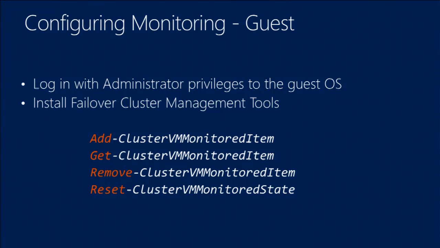That's reset cluster VM monitored state. This becomes relevant when you're using the customized recovery option. When you have a critical failure, we are going to leave the VM in an app critical state, and we'll let you, or your script or your tools, handle the failure. Once you've handled the failure, you call reset clustered VM monitored state, and that resets the state of your VM. That indicates to the cluster service, hey, this VM is now in a good state again.